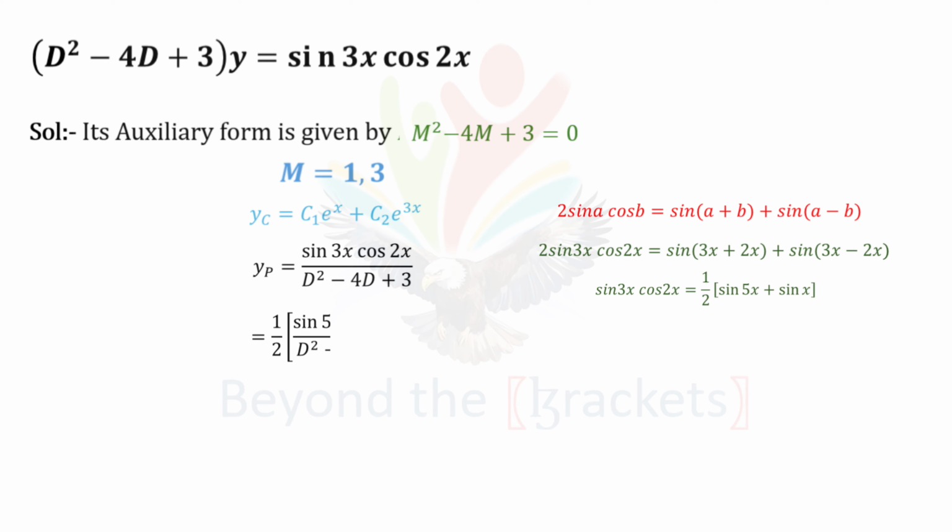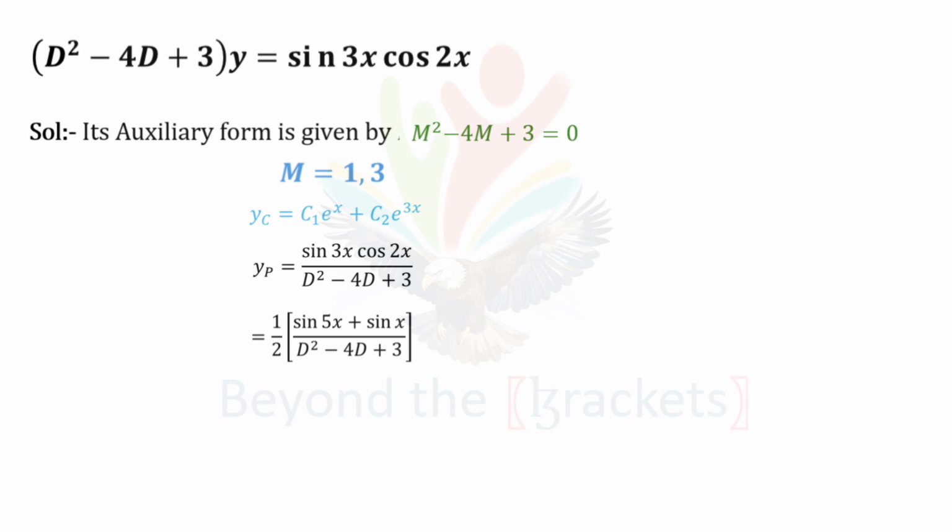Since the RHS has two terms, sin 5x and sin x, we'll evaluate the particular integral for each term separately, which gives 1 by 2 into sin 5x by d square minus 4d plus 3 plus sin x by d square minus 4d plus 3.